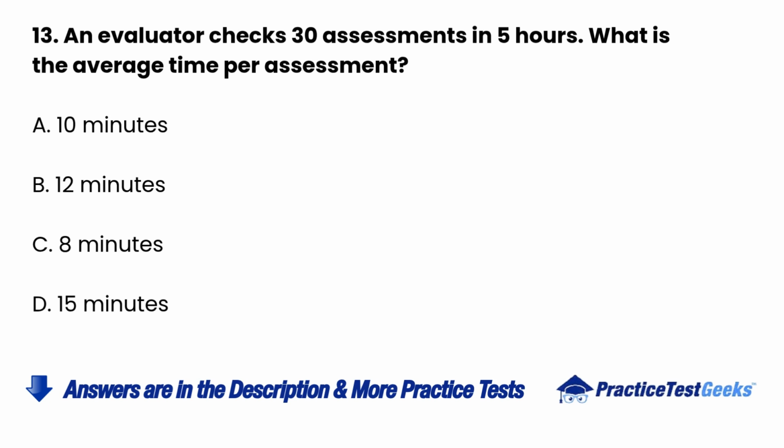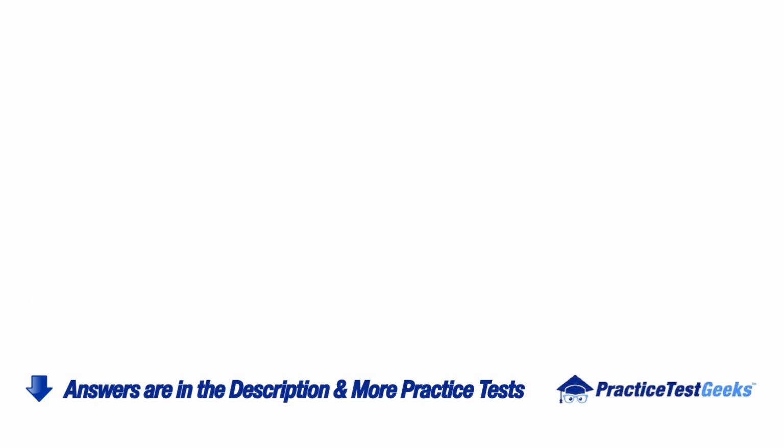13. An evaluator checks 30 assessments in 5 hours. What is the average time per assessment? A. 10 minutes. B. 12 minutes. C. 8 minutes. D. 15 minutes.